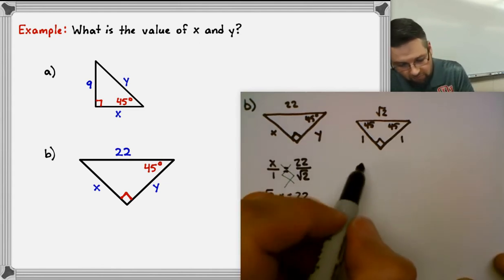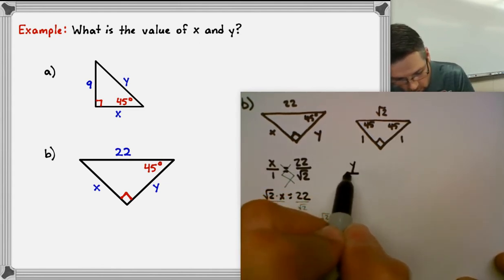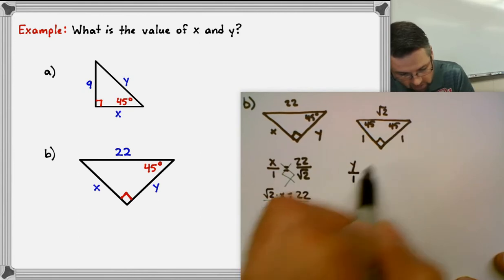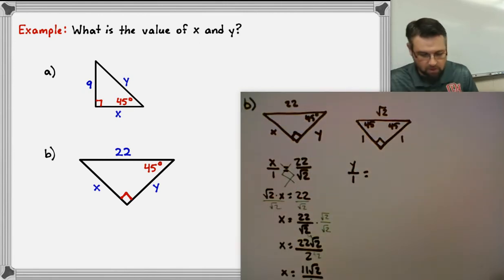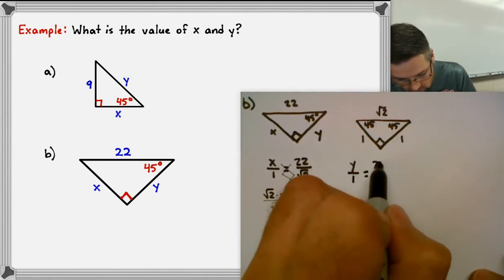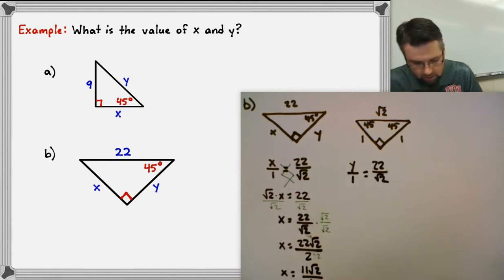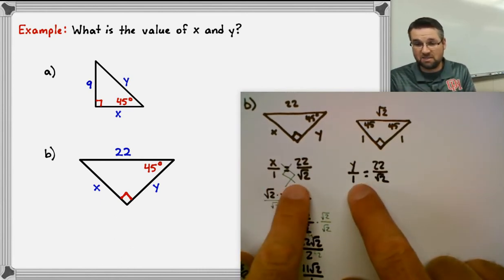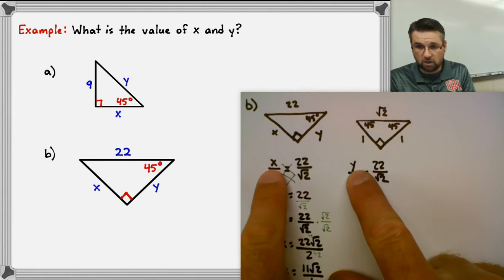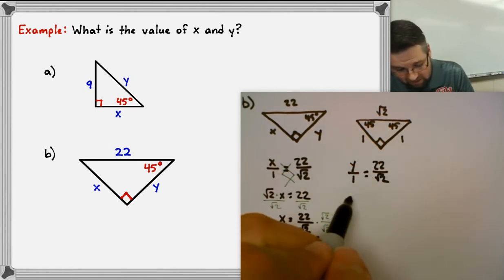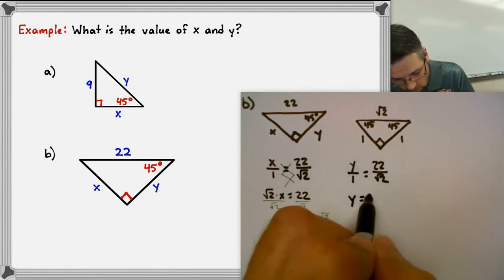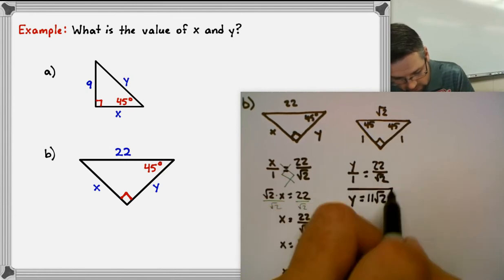All right, let's go ahead and set up for y. We'd say y over, what does y go with? Y goes with the 1, equals the 22 over radical 2. Now you can see that these actually are set up the same way. The only difference is the variable here. So we know that our answer is going to end up being the same as what we got for x. Y equals 11 radical 2, and we're done.